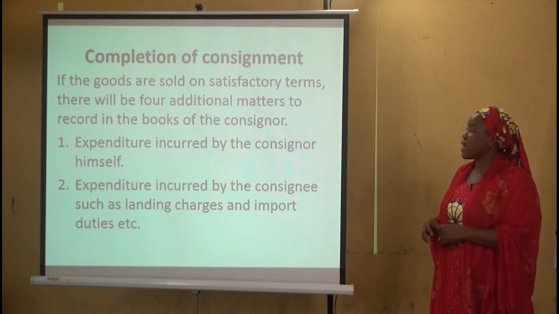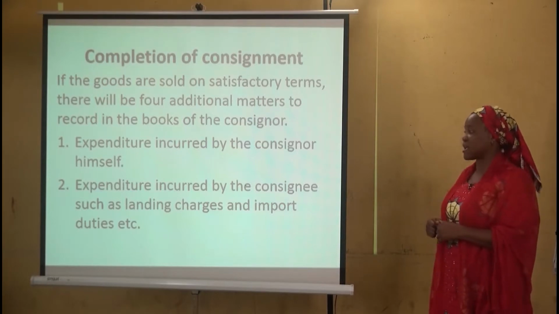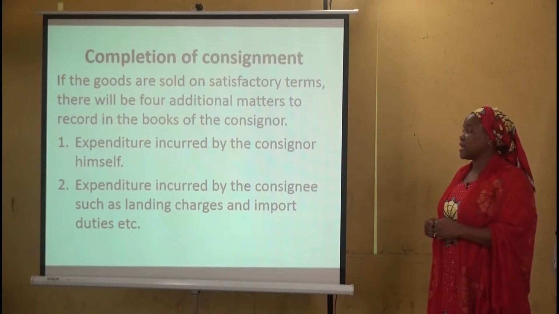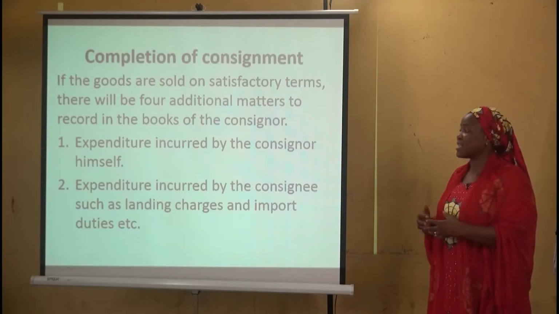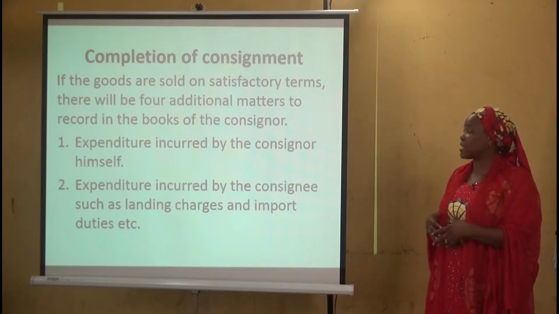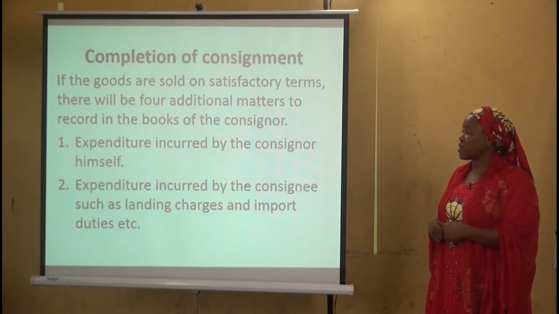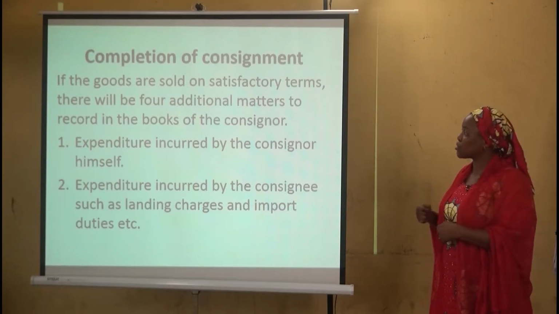Number 2, expenditure incurred by the consignee. That means expenditure incurred by the agent, such as landing charges when these goods come from Ghana, the charges that he pays, import duties, and so on, has to be recorded in the books of the consignor.